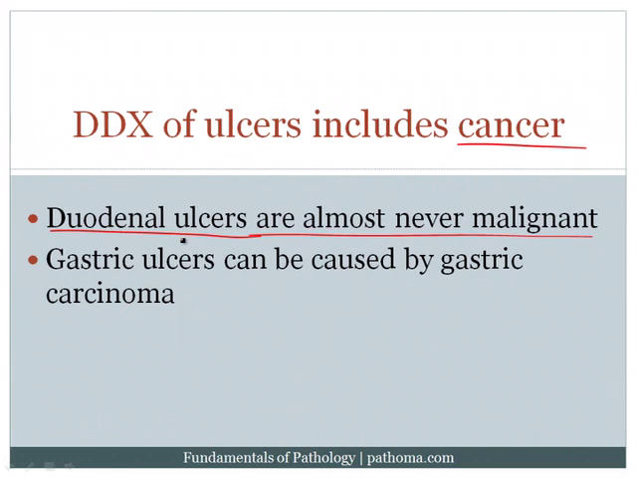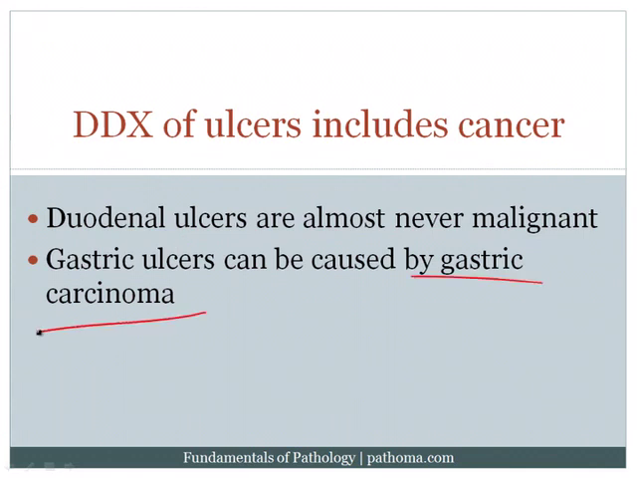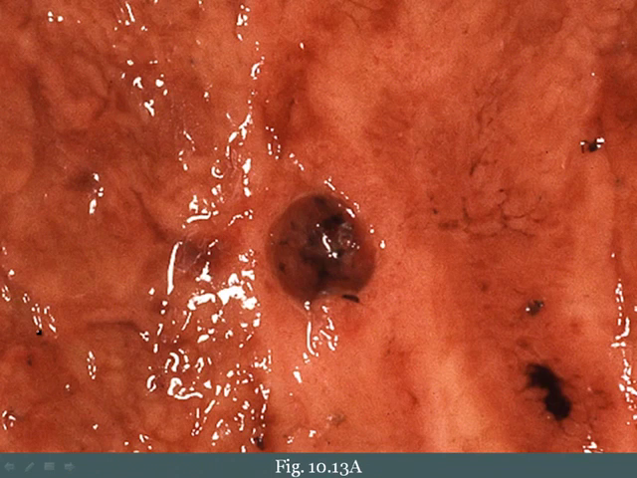However, when you have a gastric ulcer, you really do have to worry about cancer, and that's because gastric cancer can also create ulceration. And so it's very important to be familiar with the morphology of the ulcer, whether it be benign or malignant. So what are features that would suggest that it's benign, and what are features that would suggest that it's malignant? So this is what a benign ulcer looks like.